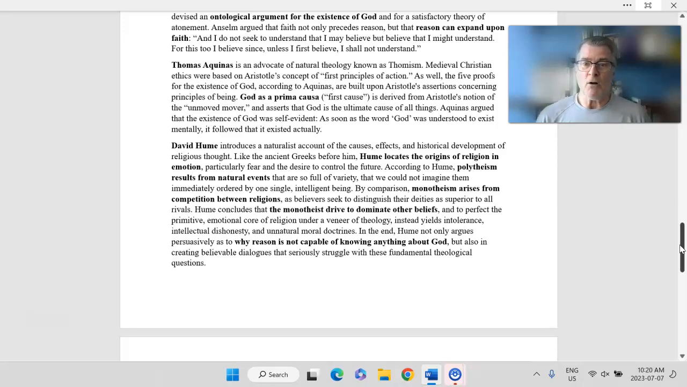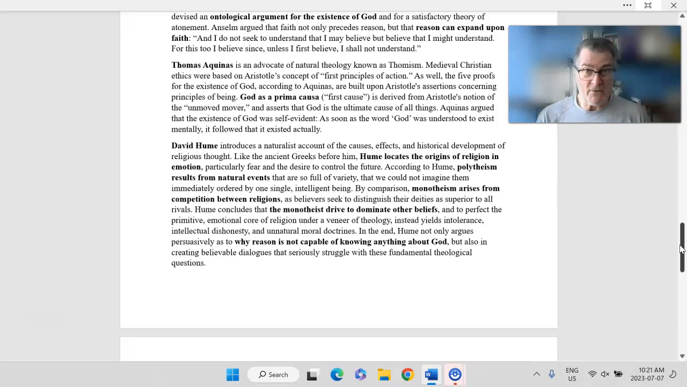So Hume believes that polytheism actually resulted from these natural events, but because there were so many of them related to land, to water, to air, to thunder and lightning, and all kinds of different things going on, Hume argues that polytheism, which is the idea of many gods and goddesses, resulted from many events. Kind of makes sense. He says we cannot imagine them immediately ordered by one single intelligent being. So the variety of experiences, fearful or not, that the early civilizations experienced may have accounted for the fact that polytheism was something really important to them.